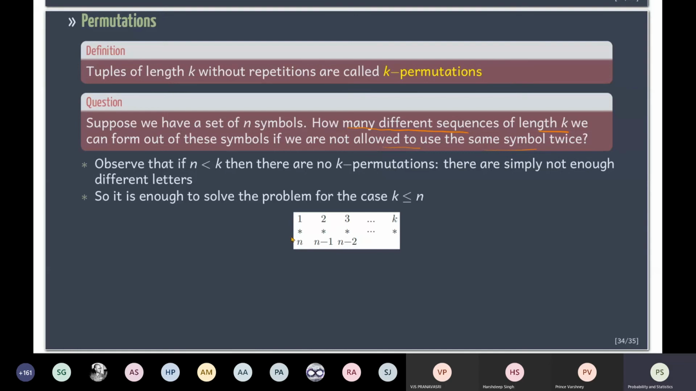Okay, so I have n symbols in hand and I have to fill k places.